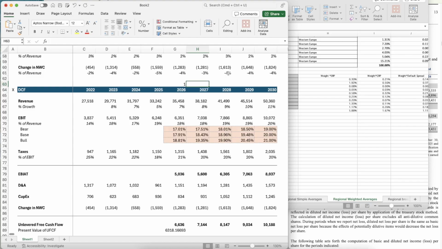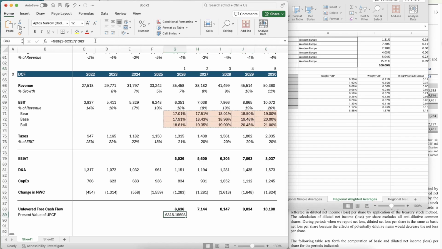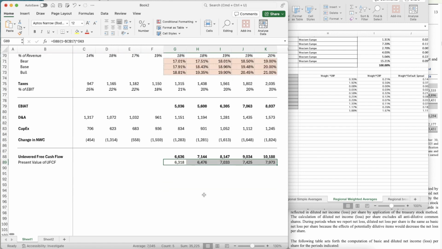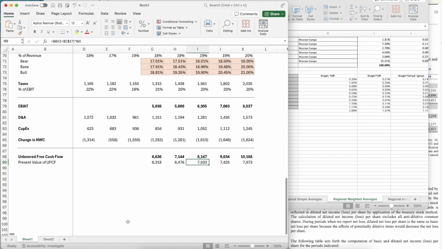just put a 1 above 2026. Pull that across. There we have it, the unlevered free cash flow. So this is in the first year to the power 1, second year to the power 2, to the power 3, to the power 4, to the power 5.